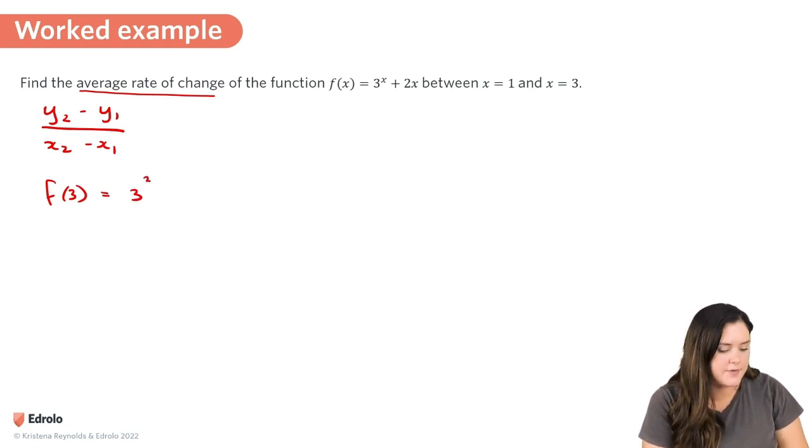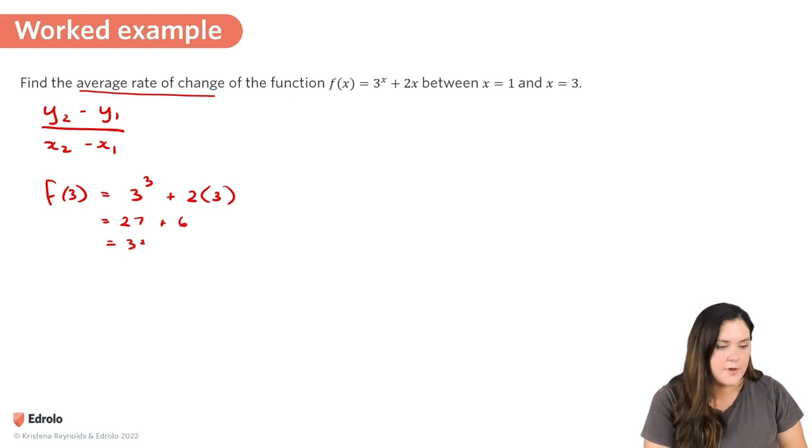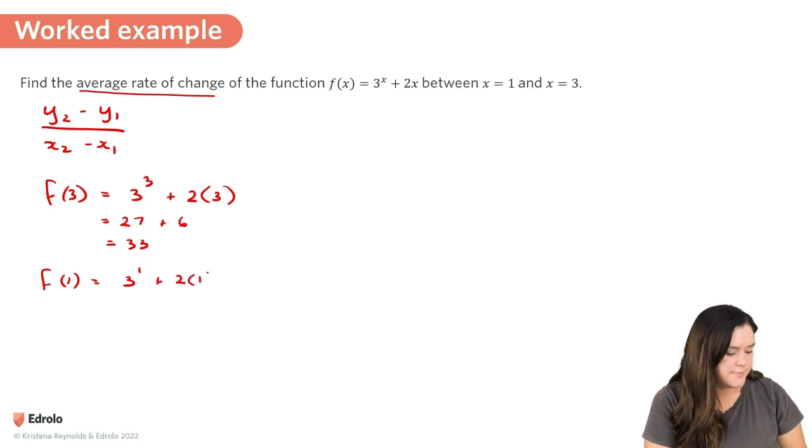So I have 3 to the power of 3 plus 2 times 3. 3 to the power of 3 gives me 27 and 2 3s are 6. So we end up with 33. And lastly, I'm going to substitute in x equals 1. So I get 3 to the power of 1 plus 2 times 1. So I get 3 plus 2, which is 5.